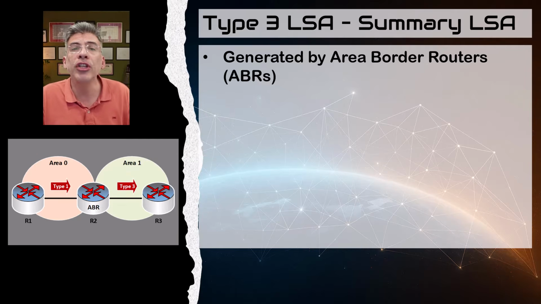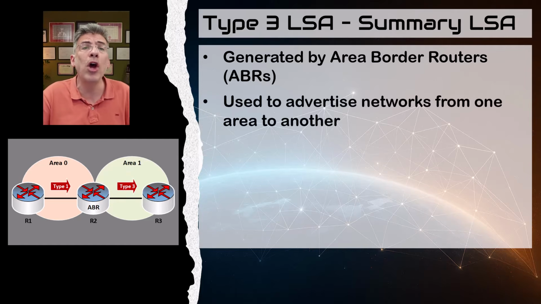Summary LSAs are used to advertise networks from one OSPF area into another. This allows routers in one area to learn about destinations or prefixes in another area without needing the full link state details or the full topology map of that other area as well. All they need is the next hop IP of the ABR.